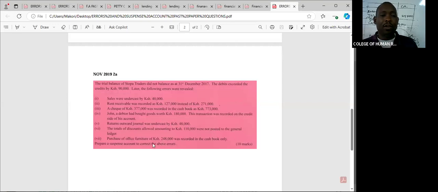So the question is saying that we prepare the suspense account. I know it can be a bit confusing when you do the suspense account straight. For you to do it faster, even if we are not asked to prepare the journal entries, you can prepare the journal entries first, and then transfer those journal entries to the suspense account, instead of doing it straight. I know it can be faster, and it will not confuse you.